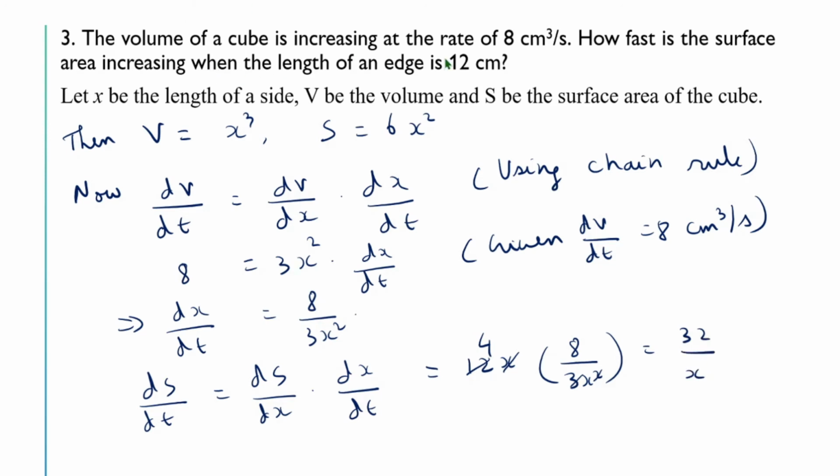Now they are asking how fast the surface area is increasing when the length is 12 centimeter. So we have to find dS/dt at x equal to 12, which is 32 by 12, or it is equal to 8 by 3 centimeter square per second.